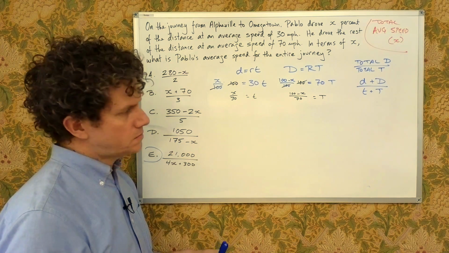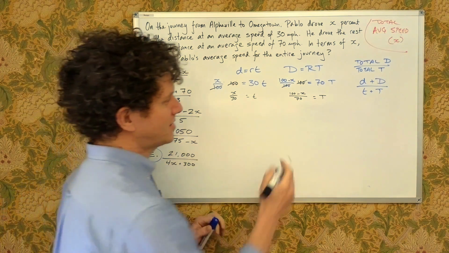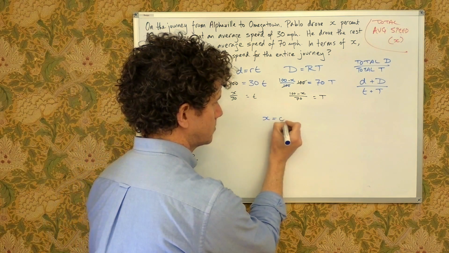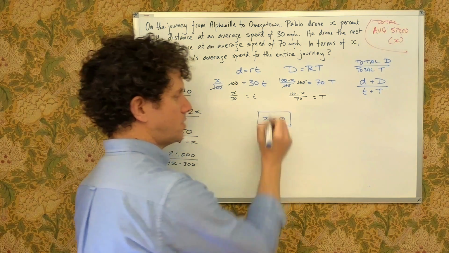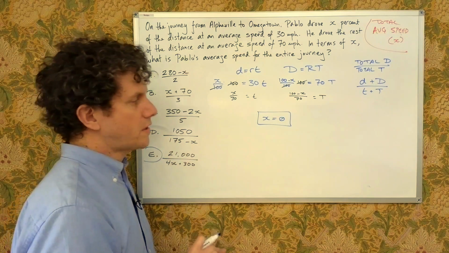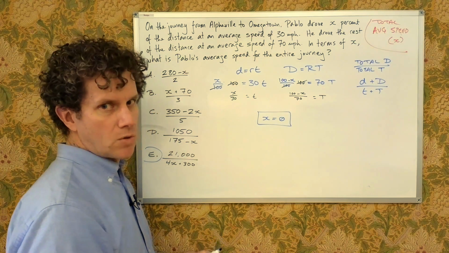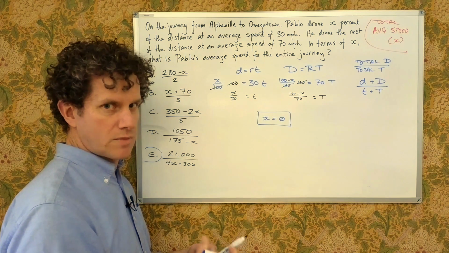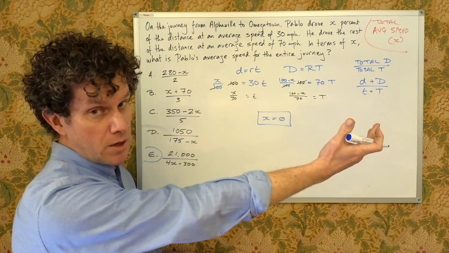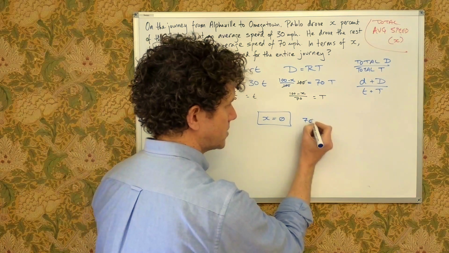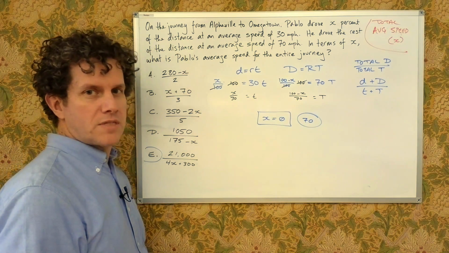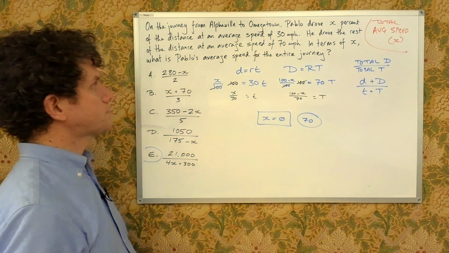And a really nice, easy number, they don't say we can't. What if x is 0? And whenever I make up a number like that, I put a box around it that is a reminder to myself that's not a real thing, it's a thing you made up. If x is 0, then Pablo spent no time, no distance driving 30 miles an hour. So obviously, if he only drove 70 miles per hour, his average speed is then 70. When x is 0, we should get 70 from the correct answer.